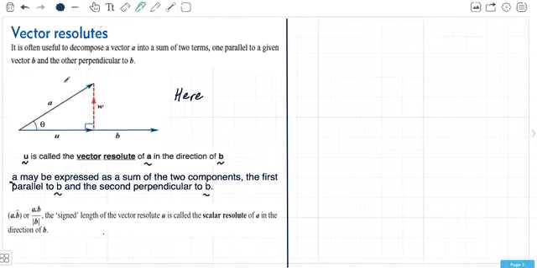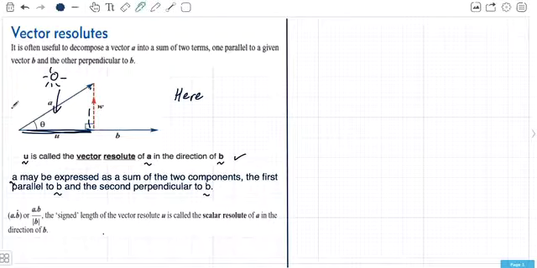So the idea is to imagine a sun above A. If A was to cast a shadow, the shadow that it would cast would run along this vector B here, and that vector there is U. We call U the vector resolute, so it's the horizontal component of A in the direction of B. So that's what I've written there so you can see. So that's the horizontal vector resolute of A in the direction of B.